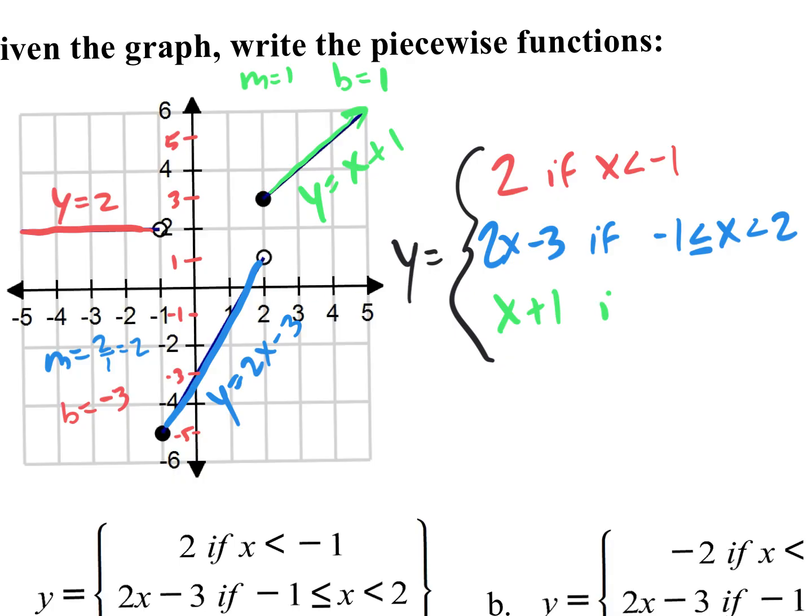So you're going to say if x is greater than 2, and it is a solid dot, so you put a solid line underneath it. And that is the piecewise function.